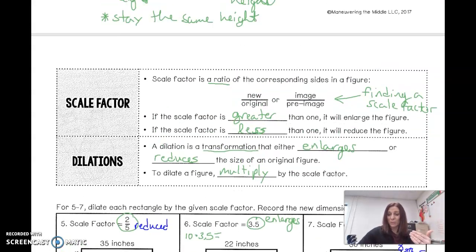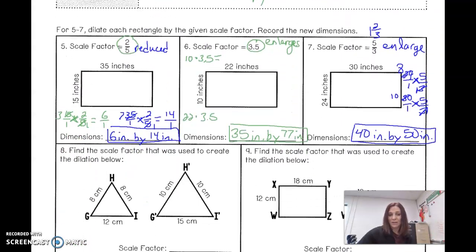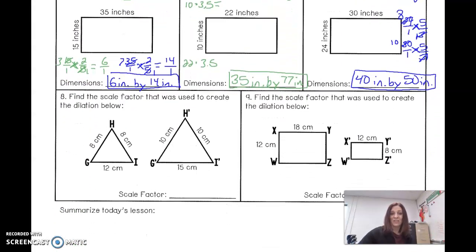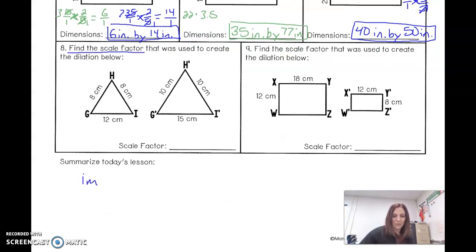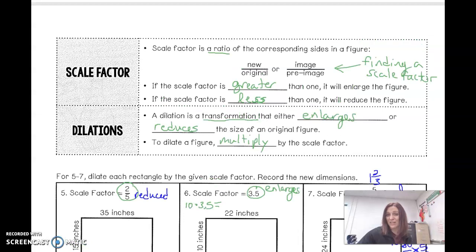We're going to take the image over the pre-image, or new over original, finding the scale factor. So find the scale factor. There's the hint to what we're doing. That was used to create this dilation. Well, remember, I'll just do my work down here. Image divided by pre-image. That is what our definition says over here, right? New over original, image divided by pre-image.